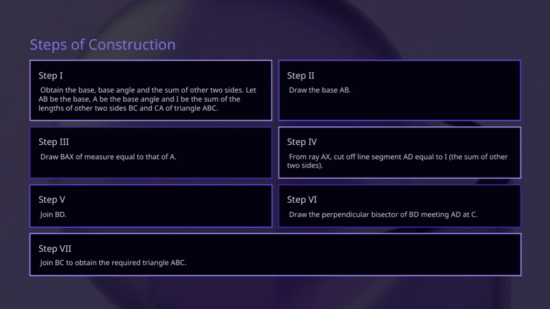Moving on, we join BD to reinforce the structure of the triangle. Next, we'll draw angle BAX, making sure its measure matches that of the given angle, which helps us maintain the correct angles. Lastly, we obtain the base angle at A, and the sum of the other two sides, BC and CA, which we've labeled as l. OB is our base, O is the base angle, and l is the combined length of the sides BC and CA. This step-by-step process guides us through constructing the triangle with the specified properties, tying everything back to our overall goal of understanding triangle construction principles.